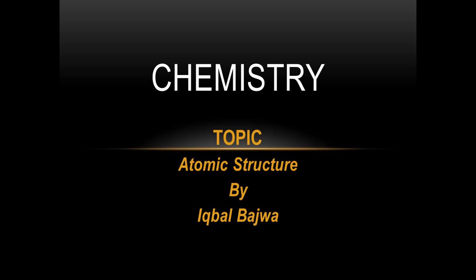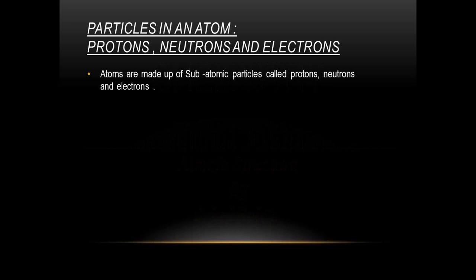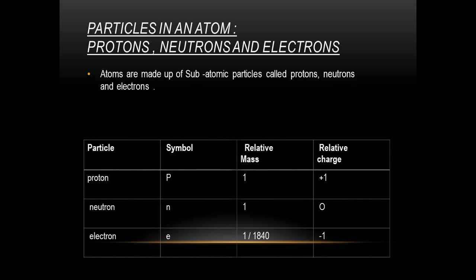So as you know, chemistry is based on atoms, so we need to know about the structure of the atom. First of all, we have to study the particles in an atom. There are three fundamental particles, or subatomic particles: protons, neutrons and electrons. Atoms are made up of subatomic particles called protons, neutrons and electrons.